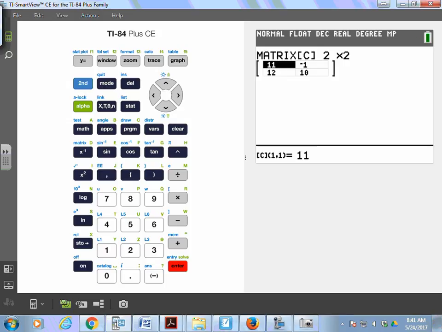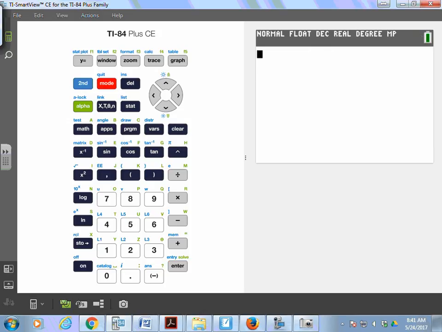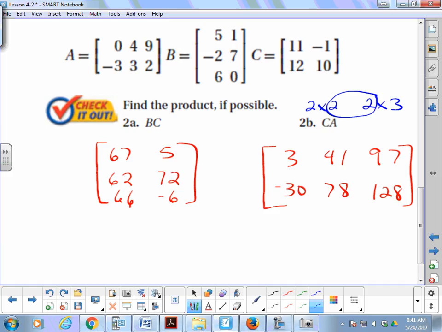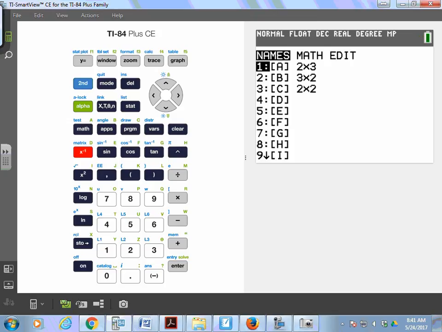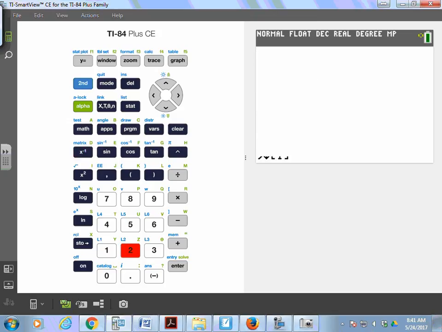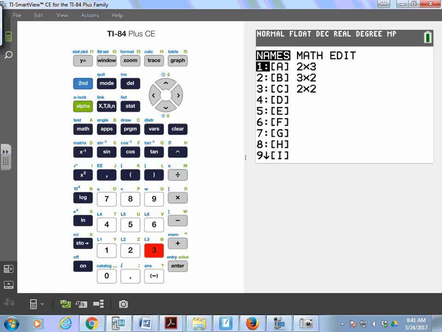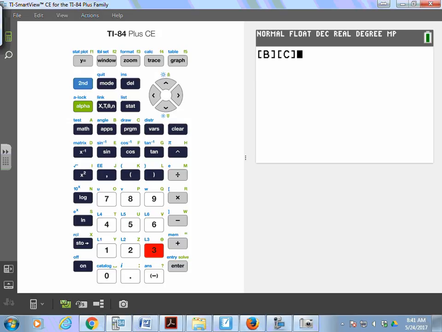All right? So go to your home screen. So quit. Boom. Make sure your home screen's clear. Nothing on it. Now, we want to multiply B times C together. So we go to our calculator. We do matrices. Letter B is number 2. And then we want letter C. And you do not have to put a times sign between them. It understands that if they're next to each other, it is multiplication. And then press enter. And there's your matrix. That was a lot easier, wasn't it?